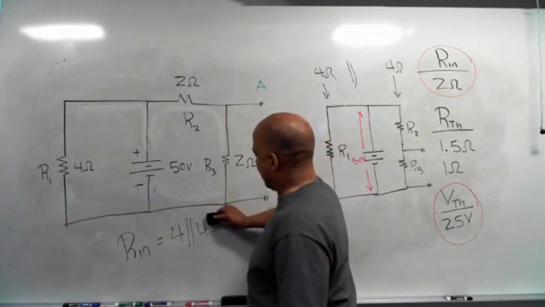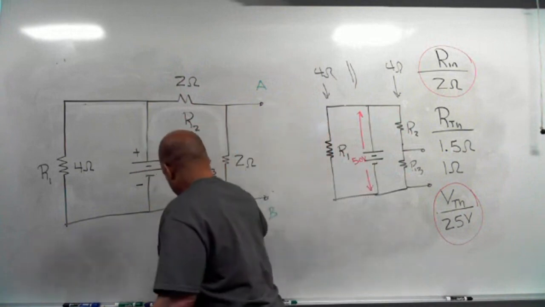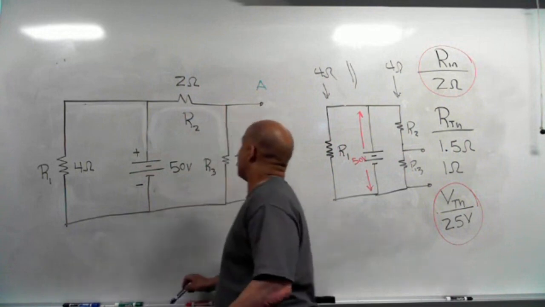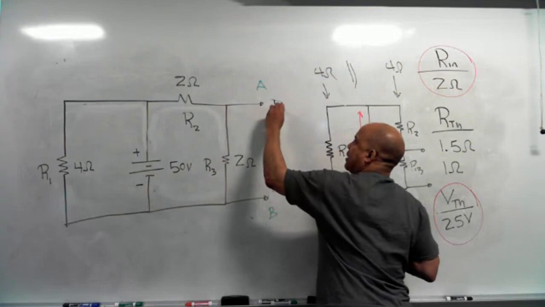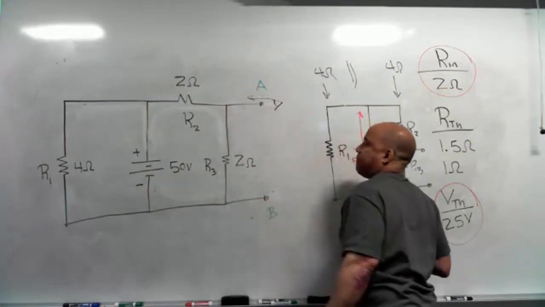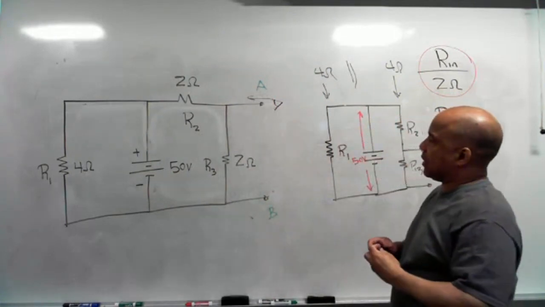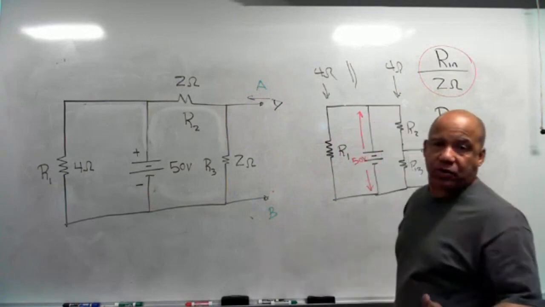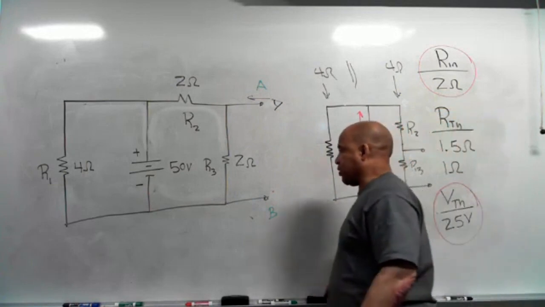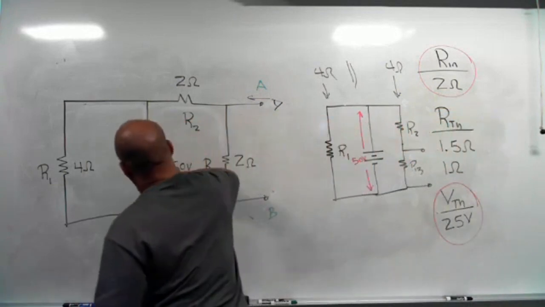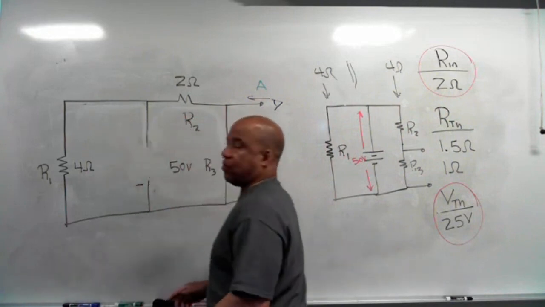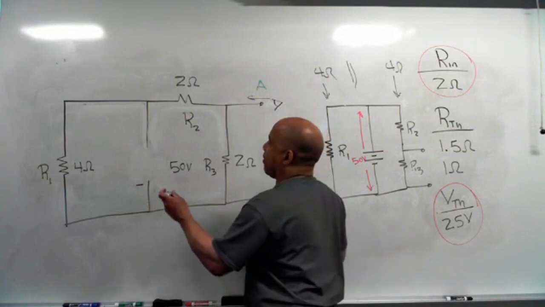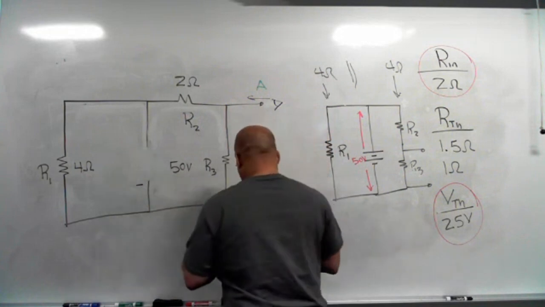So now I want to find RTH, and RTH is what the load sees. So now I'm looking in this way. What I've got to do is set my power source to 0. It's a voltage source, so I'm going to set it to 0. I replace it with a short circuit.